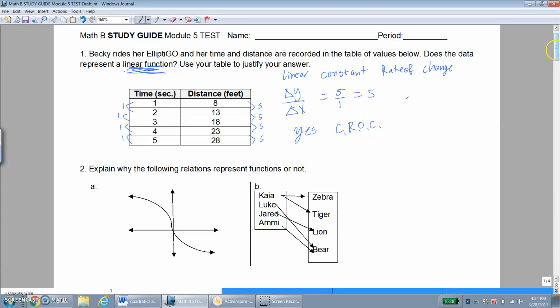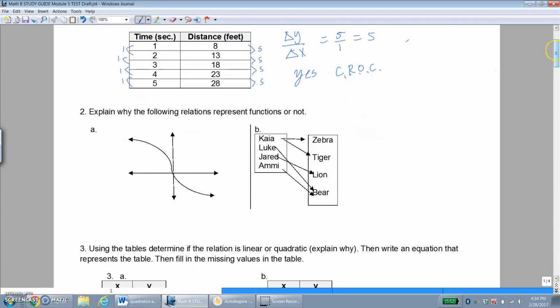Okay? Now let's jump to number 2. You're going to be given a graph. Write this down. You're going to be given a graph. You're going to be given a table. You're going to be given points. And you need to tell me if it's linear, if it's a function, or if it's quadratic, so on and so forth.